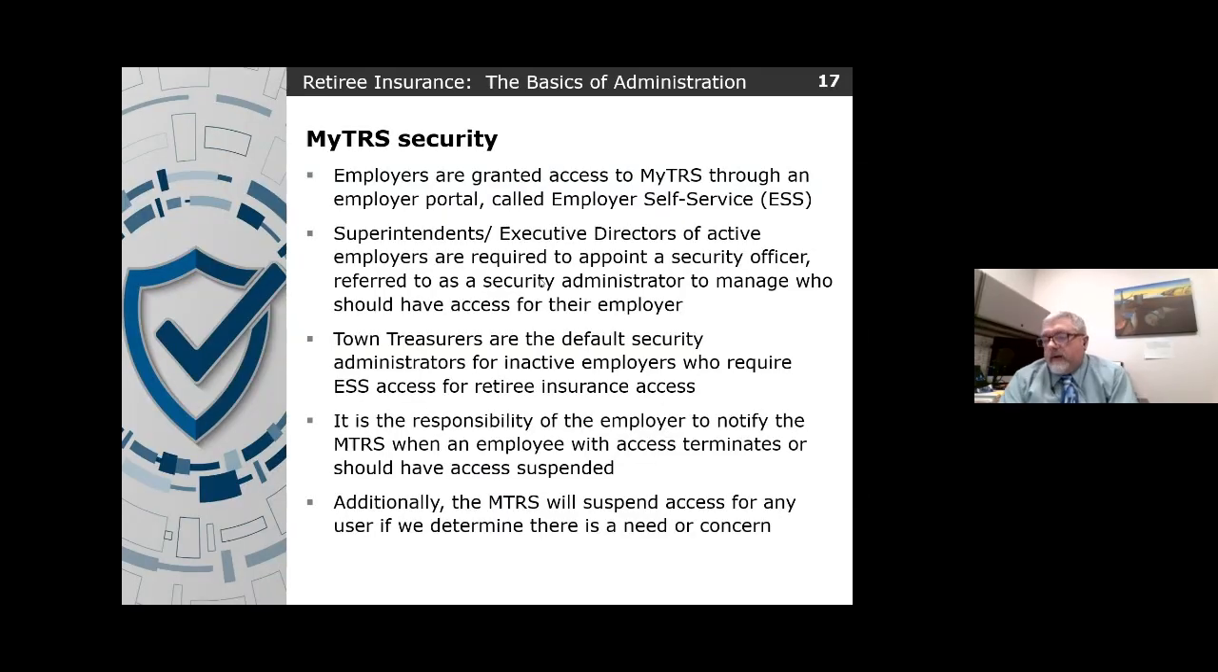Okay. So now we're going to talk about MyTRS security. Employers access MyTRS through the MyTRS portal, the one I just showed you, and the security is determined on the school district level. So for active school districts, that control is relinquished to the superintendent. So the superintendent can always make access changes themselves, or they also designate a security officer. Kind of rarely they keep it as themselves, but they usually will give it to another person in the school district, and that person basically just tells us who should or shouldn't have access to MyTRS.